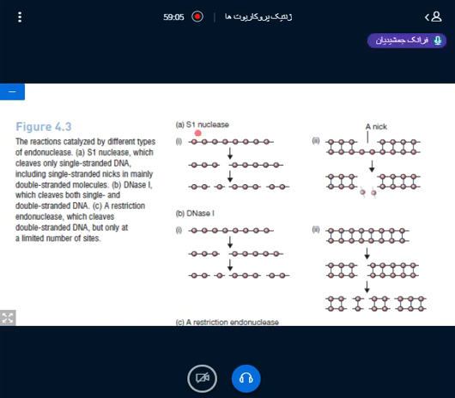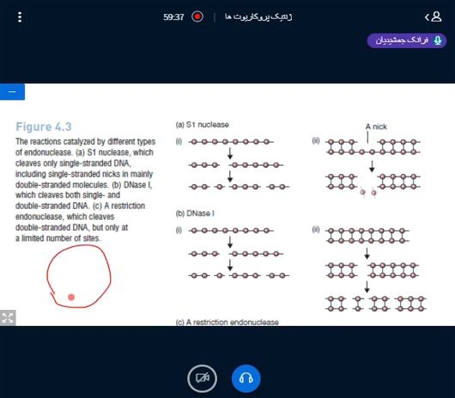Look at this picture. This is S1 nuclease. S1 nuclease is a type of endonuclease, which can break single strand. You can see it, single strand. Or, for example, if we use it, we can have a nick in the DNA.